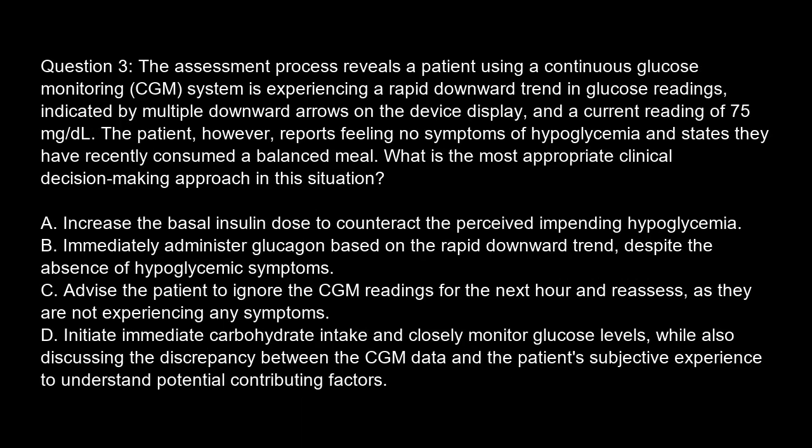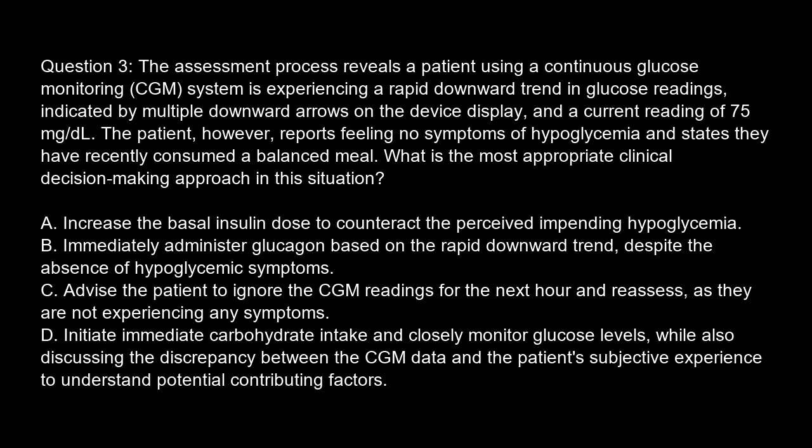Question 3. The assessment process reveals a patient using a continuous glucose monitoring (CGM) system is experiencing a rapid downward trend in glucose readings, indicated by multiple downward arrows on the device display, and a current reading of 75 mg/dL. The patient, however, reports feeling no symptoms of hypoglycemia and states they have recently consumed a balanced meal. What is the most appropriate clinical decision-making approach in this situation?